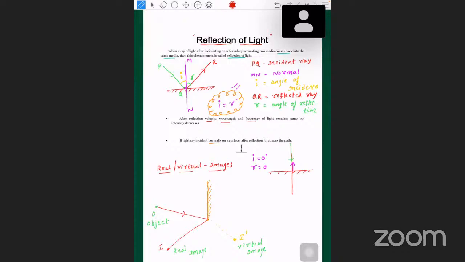Yes, sir. Yeah. See here. This is the mirror. Object is placed here. For this object, I'm getting the image somewhere here. Can you tell me if it is a real image or a virtual image?